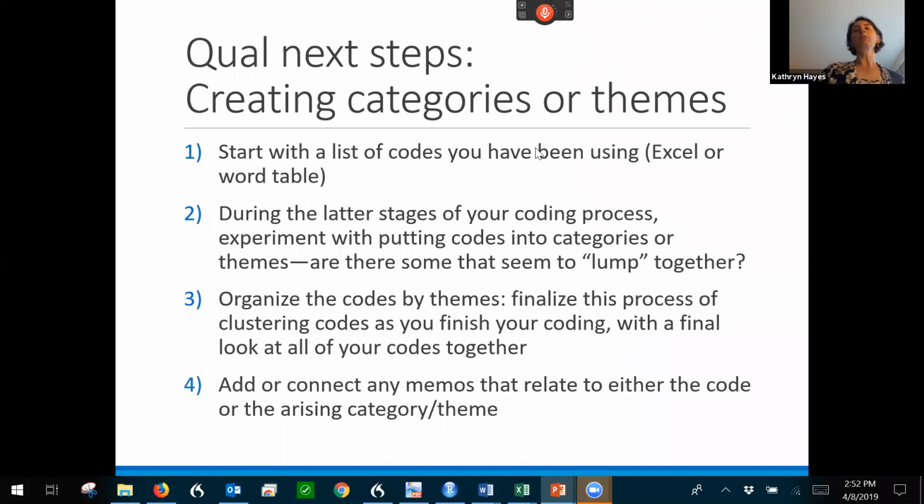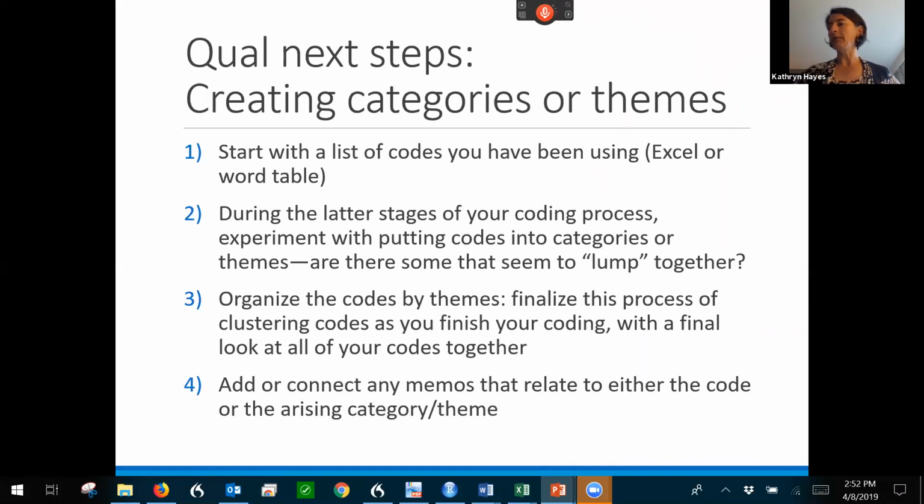So you should by now have a list of codes that you've been using to code your data. You should input that list of codes into a Word document, perhaps using the graphic organizer. You can also use an Excel sheet if you're more comfortable with that, or another kind of table. And as you move through your coding process, you're going to be experimenting with putting codes into categories or themes.